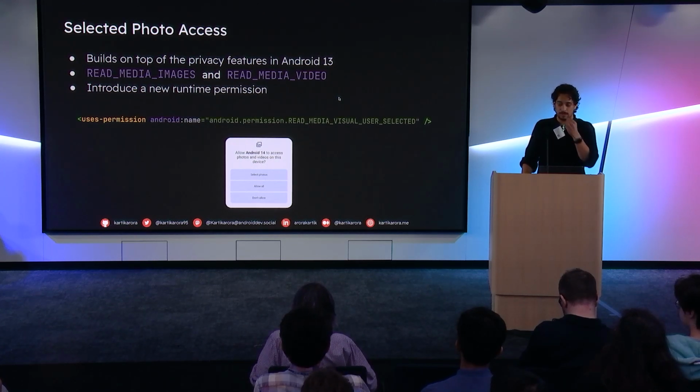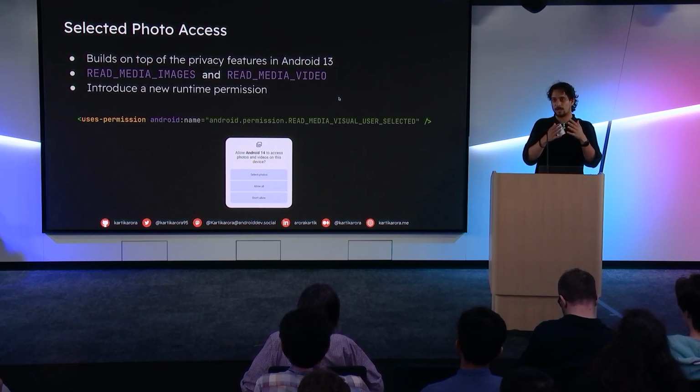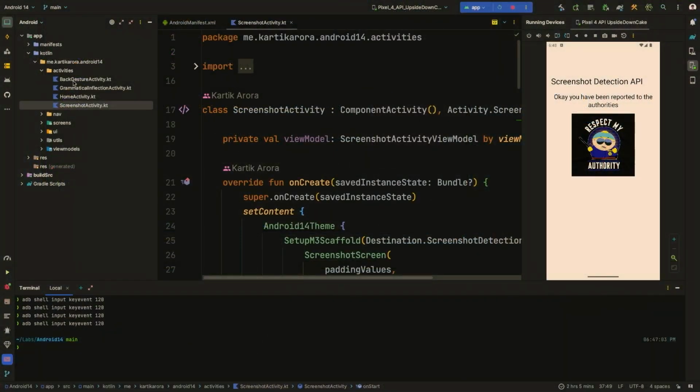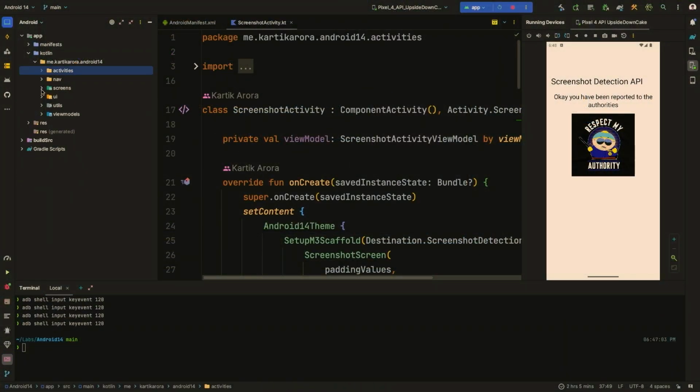And with the beta now out, if you request this permission for the second time, it gives you the option to select more photos, so increasing the scope of the media that's already allowed, or just not allowing anything, or allowing everything. So I'm going to do a quick demo of this as well. Right, so that's on the Compose side.